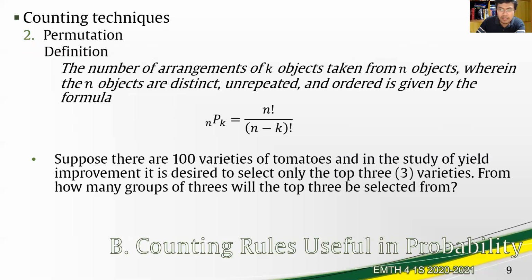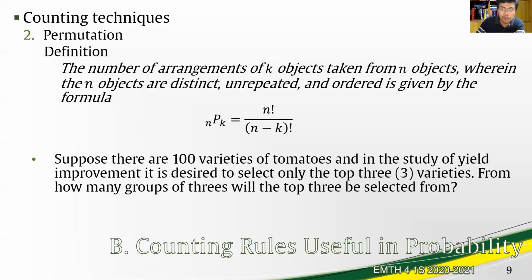Another counting technique is permutation. By definition, permutation, given by the derived equation shown, yields the number of arrangements of objects from a set of objects which are distinct, unrepeated, and ordered in arrangement. So take note of that: distinct, unrepeated, and ordered. The equation considers the number of objects to be taken, denoted as K, and the total number of objects to be selected from, denoted as N.